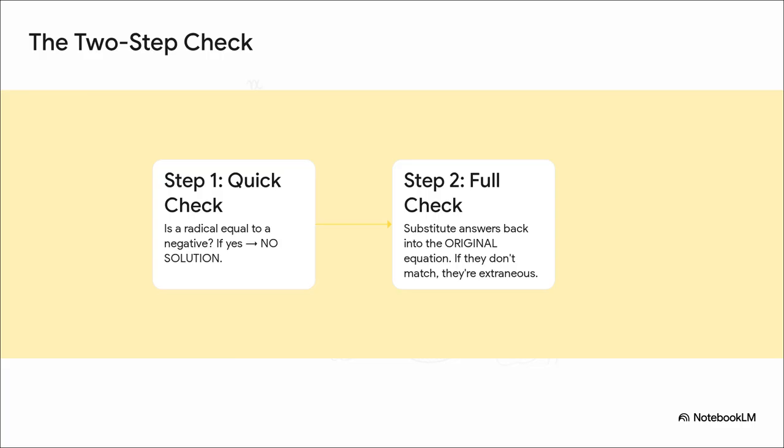It's really simple. First, the quick check. If you ever get an isolated square root that's equal to a negative number, just stop right there. Game over. There's no solution. Second, the full check. You have to, and I mean always, plug your final answers back into the original equation. If it doesn't work, you found your imposter.